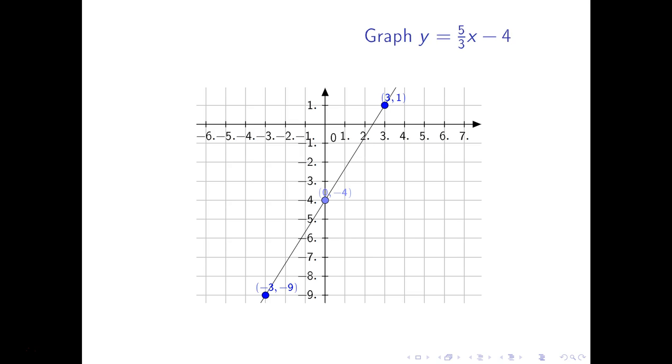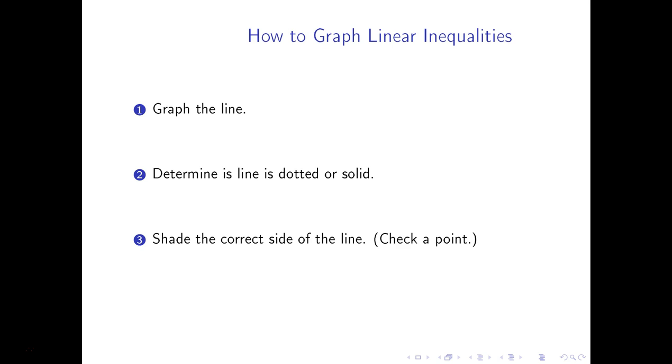Well, now let's use that for graphing inequalities. When you're graphing inequalities, there are 3 steps. 1, graph the line. So don't worry about the inequality symbol. 2, you're going to use the inequality symbol to determine if your line is dotted or solid. And then 3, you're going to shade one side of the line.